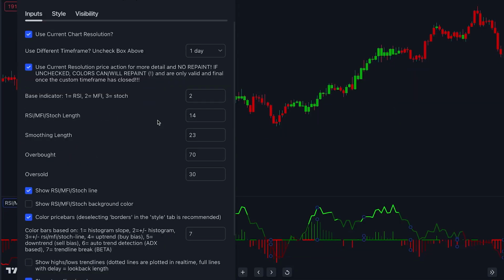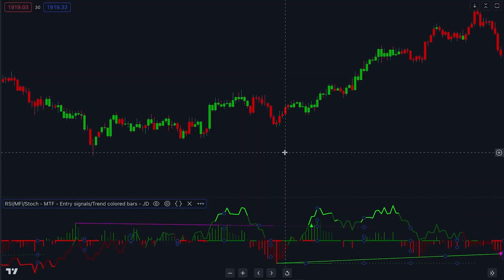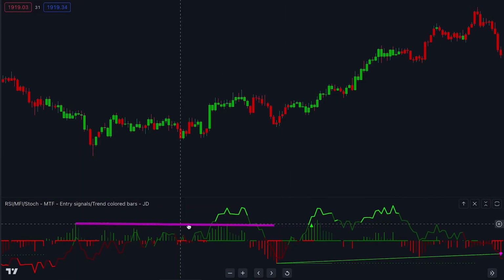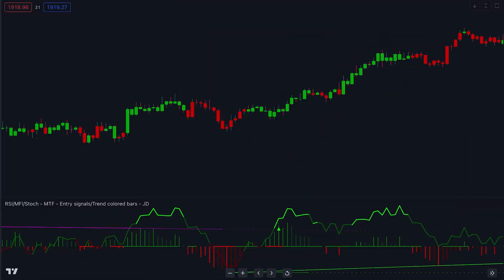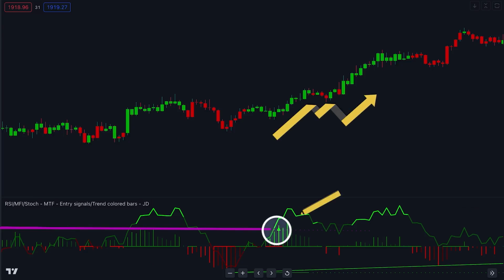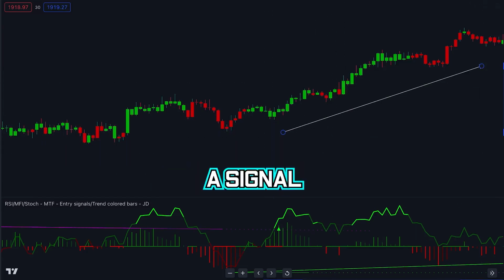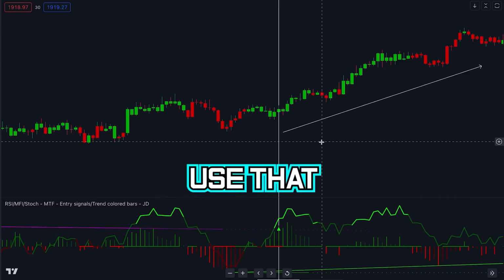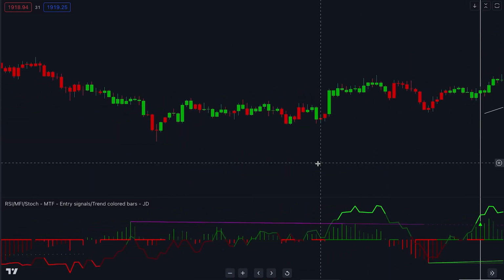The only other setting we will focus on today is this option to enable the highs and lows trend lines. Enable this option, and now the indicator will plot trend lines alongside the oscillator, which can be used to detect divergence or act as an early indication of an incoming change. Here we can see that the oscillator trend line was broken and soon after the market reversed. This, however, should be used to build confluence and not considered a signal for execution. Use that trend line to gather more information about a market. And that's it.